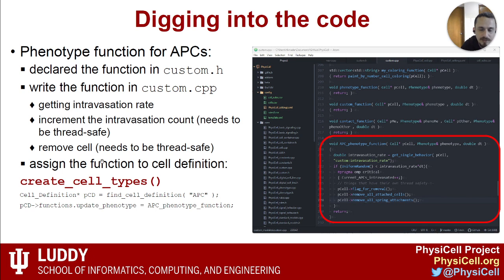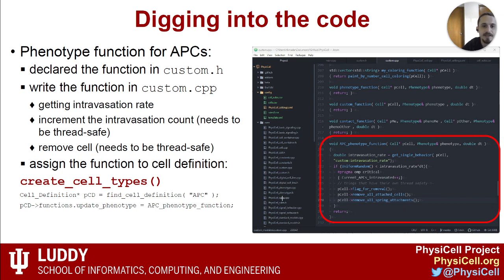But for that one, PhysiCell already has some capability to handle it. The capability for doing that is exactly using the function flag for removal in PhysiCell. And the functions to remove all attached cells and remove all spring attachments will be necessary so that they don't interact anymore with other cells once you remove these cells. Here we're not using attached cells and spring attachments, but it's here just in case you want to add this kind of capability to the model. This way you'll be able to handle the attached cells and the spring attachments.